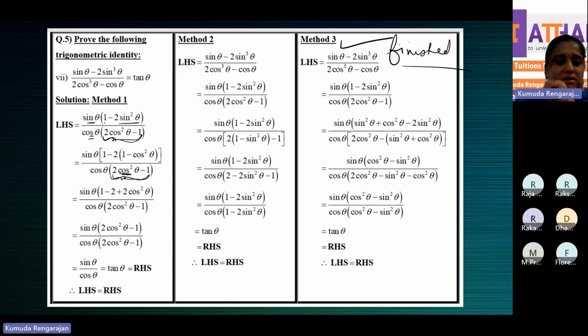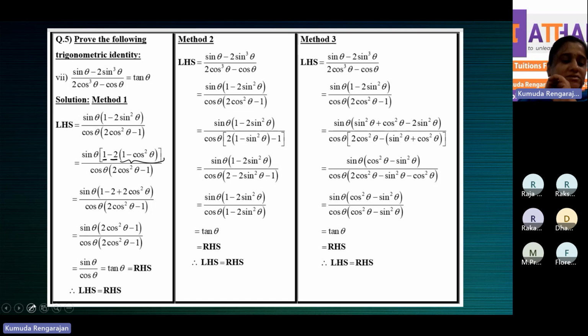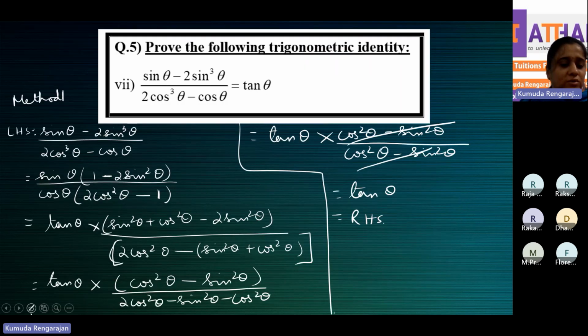So in the numerator, write this 1 as it is, minus 2 sin square theta, which is minus 2 into, what is sin square theta? 1 minus cos square theta. Denominator as it is. Now, sin theta. See, you can also write this as tan, children. You can also change this to tan directly, like I wrote here. See here, what did I do?